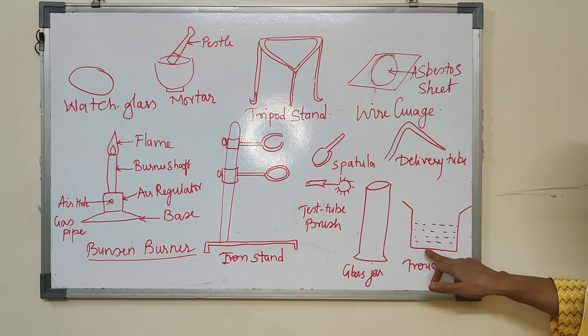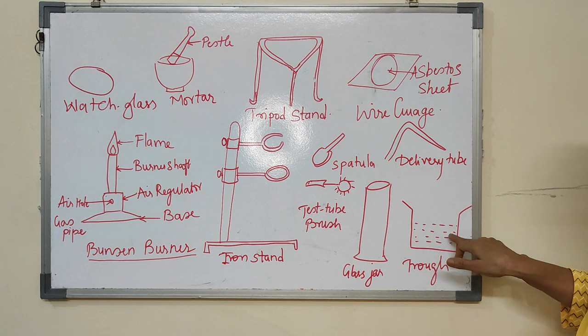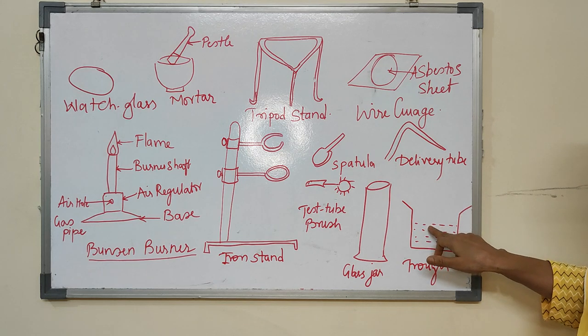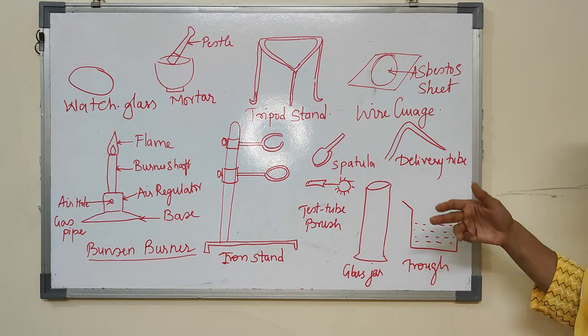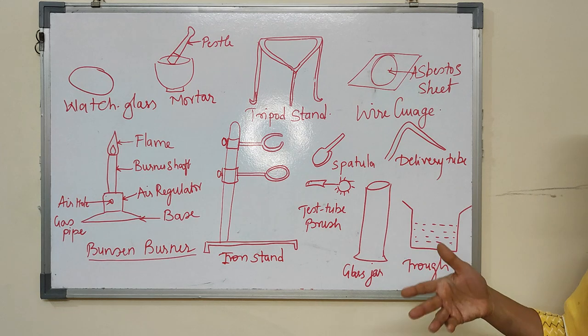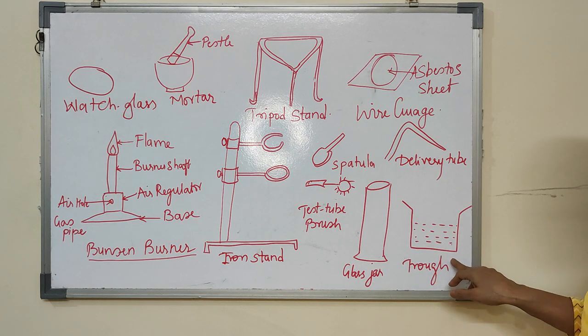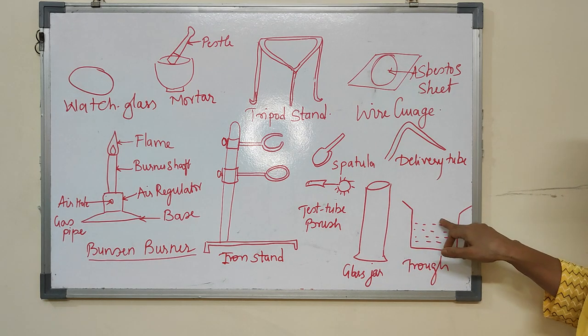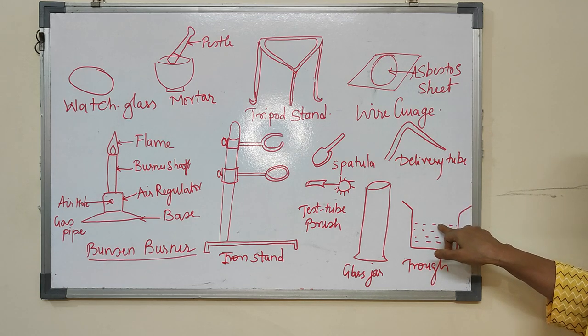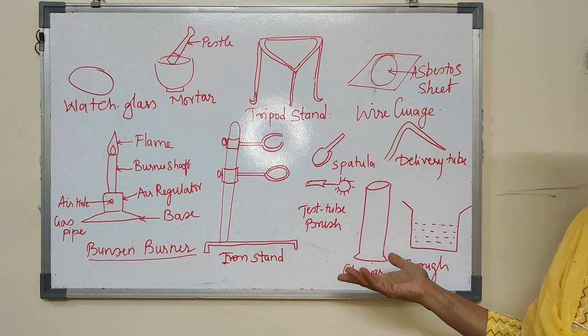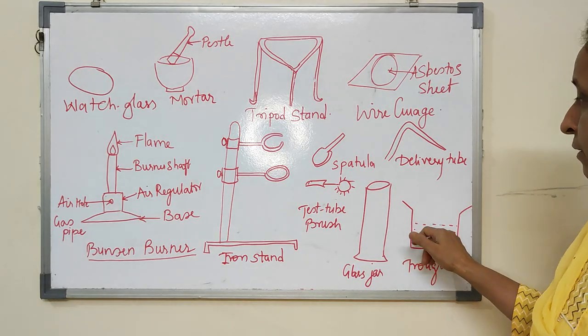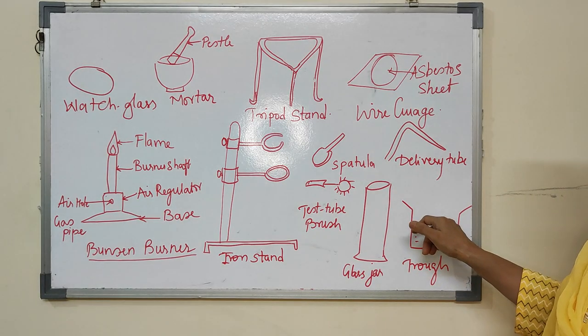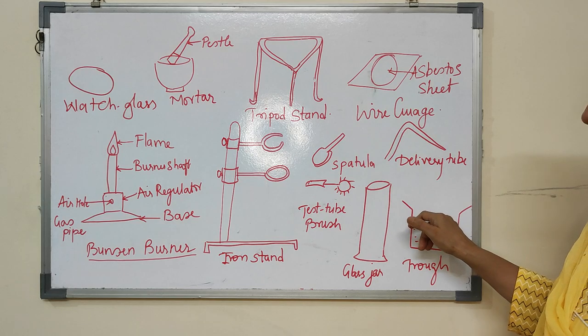you can boil water in this trough and put the test tube so that the chemical reaction can take place in the water trough. This is the trough which consists of water. So you can put the test tube or conical flask or anything in the water trough. So the water trough is also required in the laboratory.